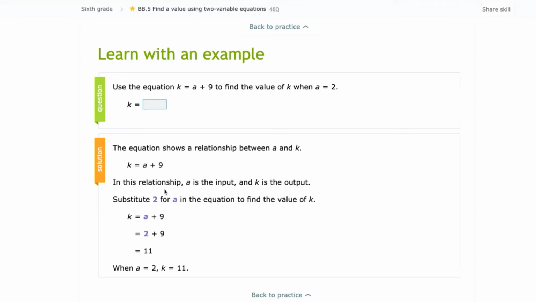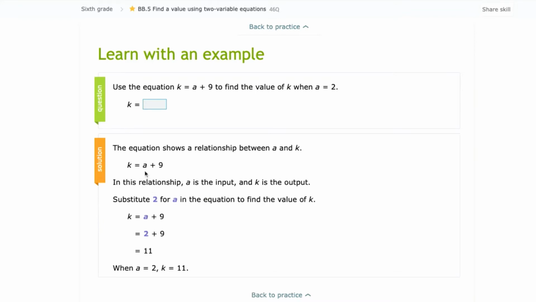So in this relationship, A is the input. A is in the problem. It's the input, also known as the independent variable. K is the output. That's the one outside. That is the dependent variable. So substitute 2 for A in the equation to find the value of K, because they want to know what K is when A is 2.